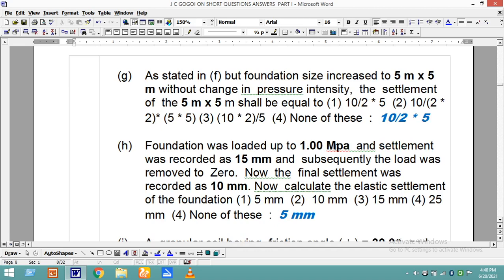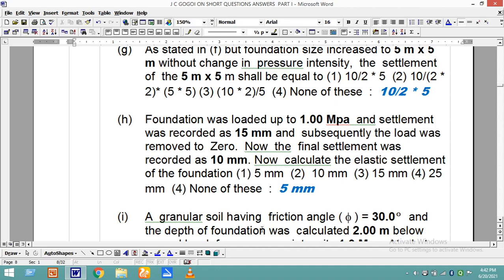Foundation was loaded up to 1 MPa and the settlement was recorded as 15 millimeter. Subsequently, the load was removed to 0. Now the final settlement was recorded at 10 millimeter. Now calculate the elastic settlement of the foundation. Given answers are 5 millimeter, 10 millimeter, 15 millimeter, 25 millimeter, none of this. What is the total settlement? Total settlement is elastic settlement plus compression settlement. When it was recorded as 15 millimeter, and when unloaded, when P is 0, then it is recorded as 10 millimeter. So the elastic settlement is 5 millimeter. That means when it is loaded, it will be 15 millimeter, and when released, it will reduce to 5 millimeter.